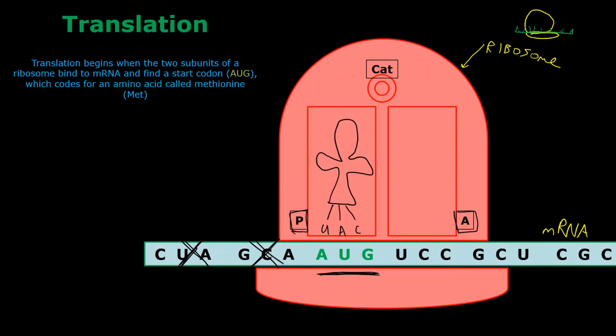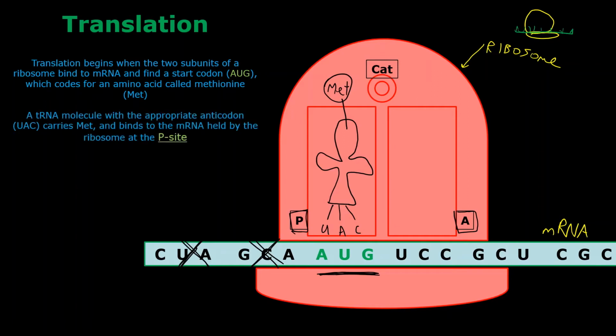And there's only one thing that a tRNA with the anticodon UAC has hanging off of it, and it is the amino acid MET, methionine. And we knew that already. Translation begins in AUG, and the first amino acid is MET. And it says right here, a tRNA with the appropriate anticodon. Let me go ahead and circle that for you a little bit better. With the appropriate anticodon, in this instance UAC, carries MET and sits in the P site.